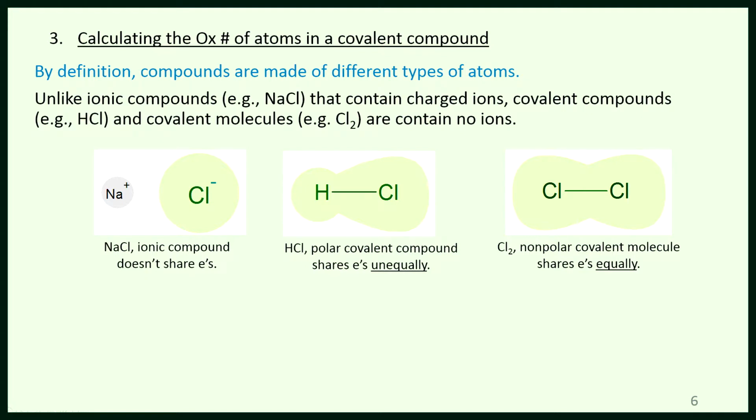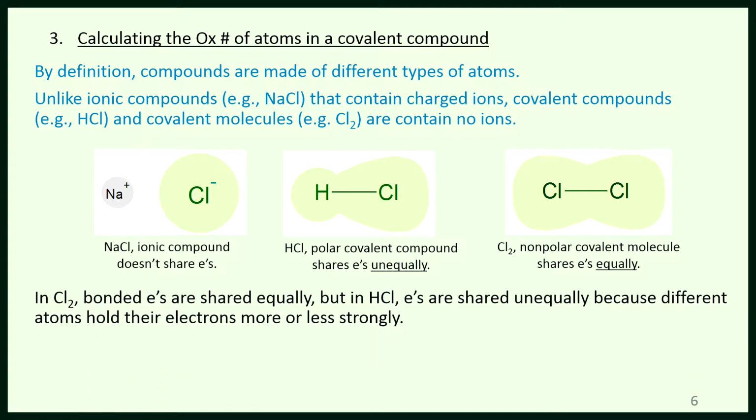Now, unlike ionic compounds such as sodium chloride that contain charges, the covalent compounds like HCl and covalent molecules like chlorine, notice they don't contain any ions. In Cl2, chlorine, these bonded electrons are shared equally.